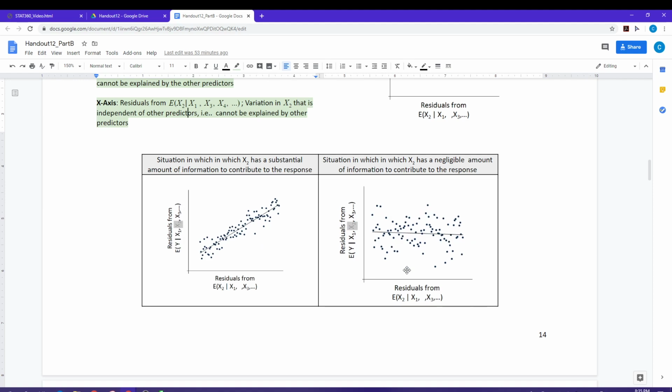So over here, when the line is flat, or when the trend is flat in this plot, then there's not much to be gained by including x2 in this model. So there's a negligible amount of information that x2 can contribute to the response when that line is basically flat.